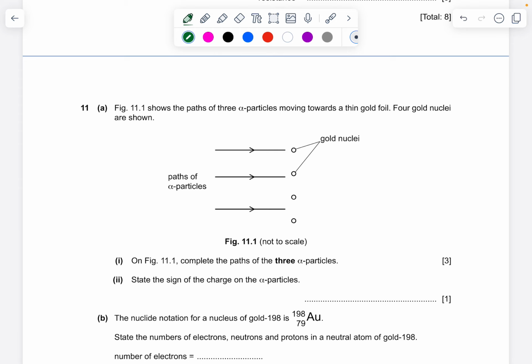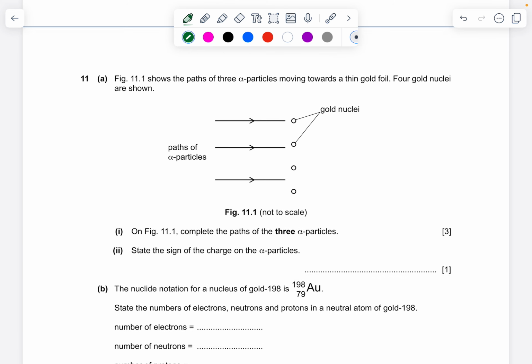Figure 11.1 shows the paths of alpha particles moving towards a gold foil. The four gold nuclei are shown. On figure 11.1, complete the paths of these alpha particles. We know that alpha particles are positive. The gold foil is also positive.